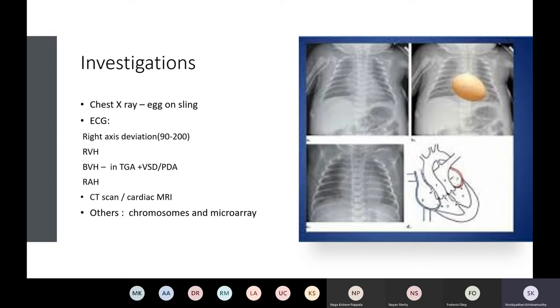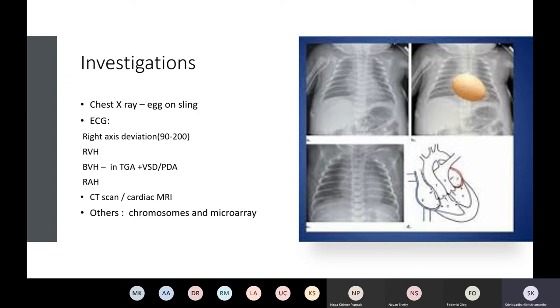Investigations-wise, chest X-ray does show an egg-on-a-string appearance. That is partly because of the way the arteries are arranged and both the great vessels lie one behind the other. So the mediastinum seems to be quite small and the heart itself looks quite big, which gives the egg-on-a-string appearance. The electrocardiogram can show right axis deviation, anything between 90 degrees and 200 degrees, and can show right ventricular hypertrophy. In babies with VSD and PDA, it can exhibit biventricular hypertrophy changes on the ECG.